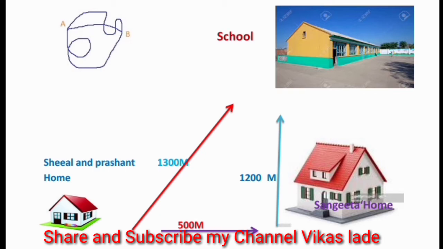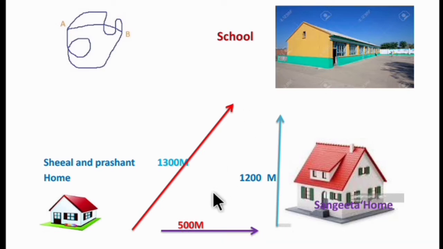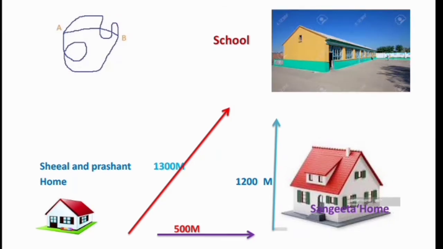Sheetal first went to her friend Sangeeta's house on her way to school. See in this figure, here is Sheetal's home. She goes to Sangeeta's house first. Then Prashant went straight from home to school. Both are walking with the same speed. Who will take less time to reach the school and why? Answer to this question: Prashant will take less time to reach the school.